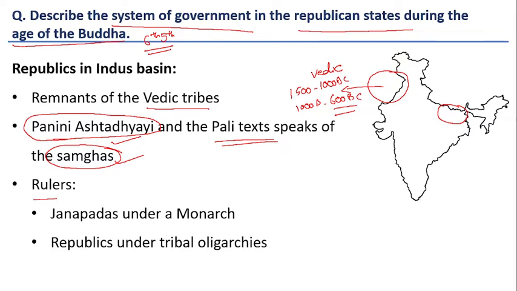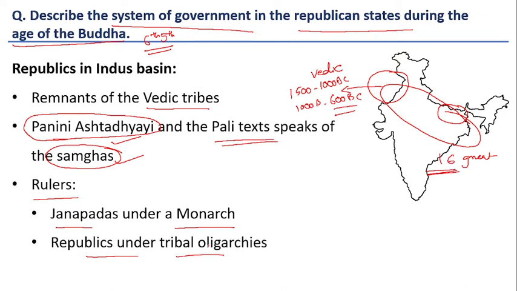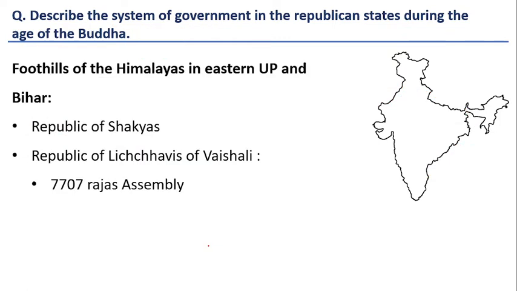During the time of Buddha, it was the age of Mahajanapadas. Sixteen great kingdoms were there, called the 16 Mahajanapadas. These Mahajanapadas were under monarchs, whereas the republics were under tribal oligarchies. That means there was no single ruler but multiple rajas. So India knew the concept of a republic system. It is not that only Western countries knew the concept of republics, we also had our experience.